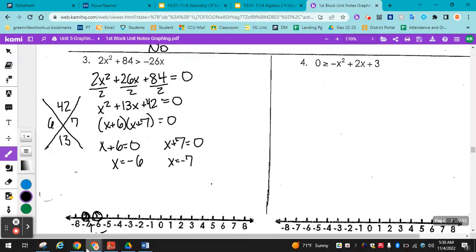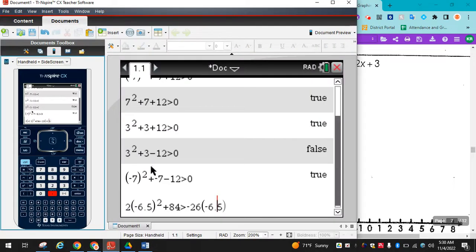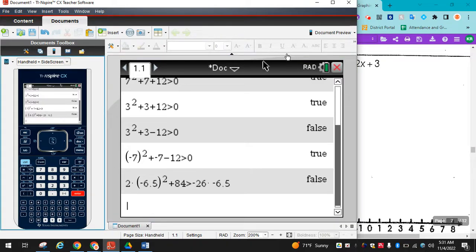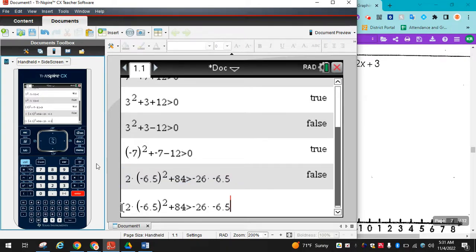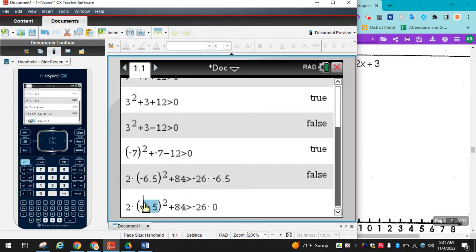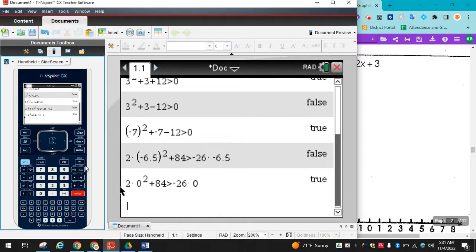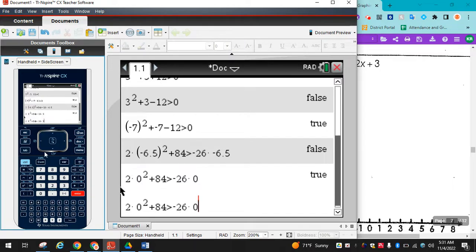Okay. I think I got it all right this time. It is false on the inside, so it should be true on the outside. Remember, you can scroll up and highlight it and hit enter to copy and paste it and just change all your negative 6 to another test area. So I'm going to say 0 is on the right, so we'll try 0. That's true. So it looks like we're shading on the outside.